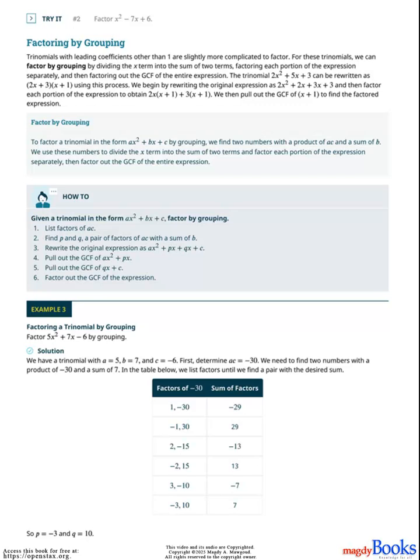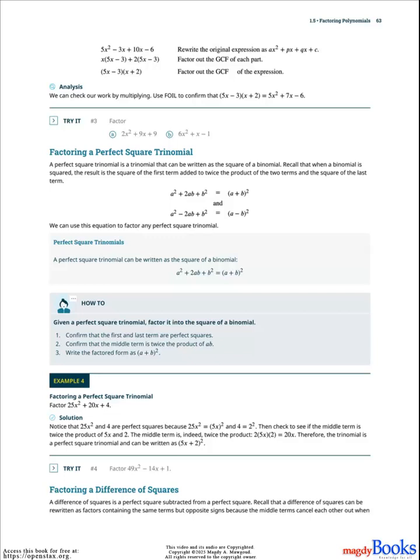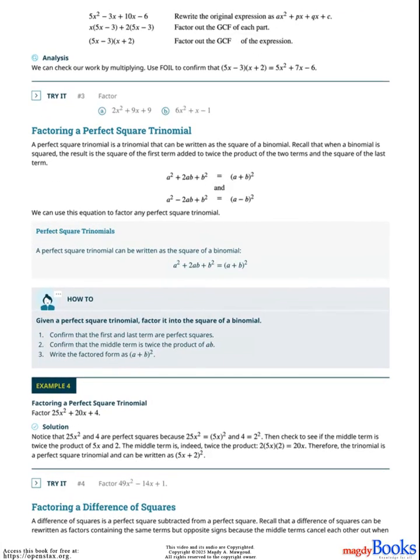For 1, negative 30, the sum of the factors is negative 29. For negative 1, 30, the sum is 29. For 2, negative 15, the sum is negative 13. For negative 2, 15, the sum is 13. For 3, negative 10, the sum is negative 7. For negative 3, 10, the sum is 7. So p equals negative 3 and q equals 10. 5x squared minus 3x plus 10x minus 6.